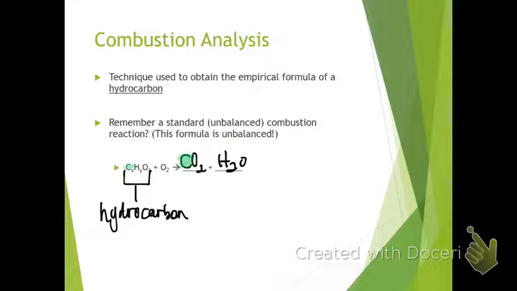The whole idea behind combustion analysis is that all the carbon from the hydrocarbon ends up in the carbon dioxide product, and all the hydrogen from our hydrocarbon ends up in that water product. In a combustion analysis problem, they're going to tell you how much CO2 and how much water was produced. We can use that amount of CO2 formed to figure out how much carbon was in our original hydrocarbon, and we can use the amount of water formed to figure out how much hydrogen was in our original hydrocarbon.